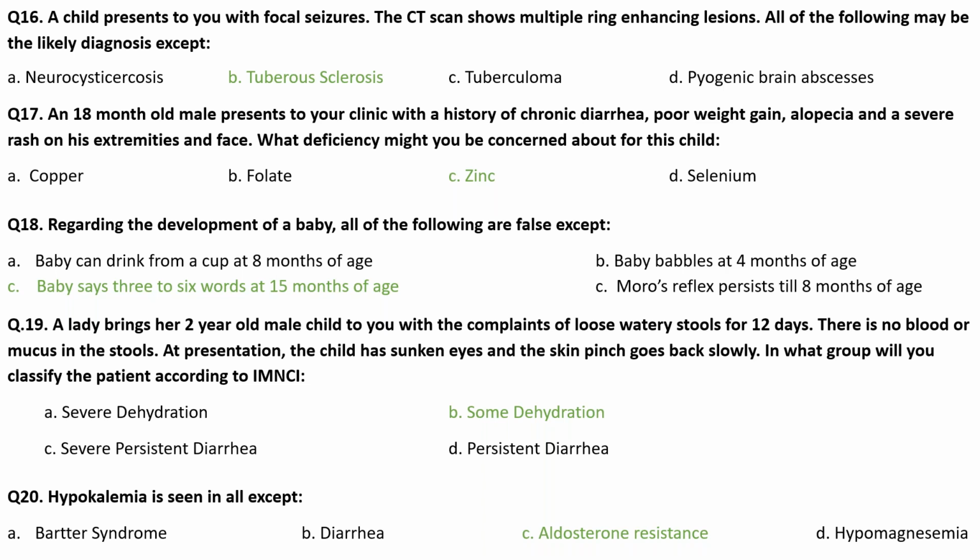Hypokalemia is seen in all except. It is seen in Bartter's, diarrhea, and in hypomagnesemia. In aldosterone resistance, we have characteristically hyperkalemia, not hypokalemia.